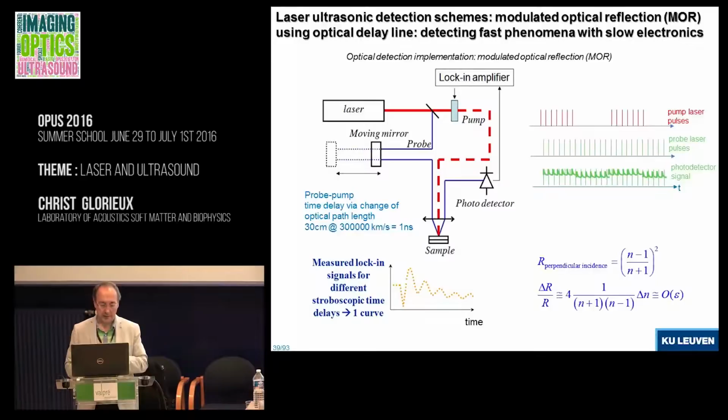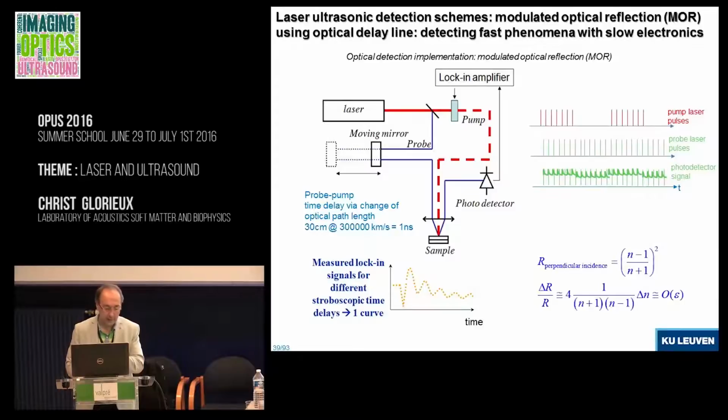But since the pump is pulsed, you have this impulsive phenomenon which starts, but the probe is also pulsed because it's coming from the same laser. The probe is only feeling the reflectivity at one instant in time, at one instant in delayed time. For example, if the probe would be arriving before the pump, you would have no change of reflectivity.